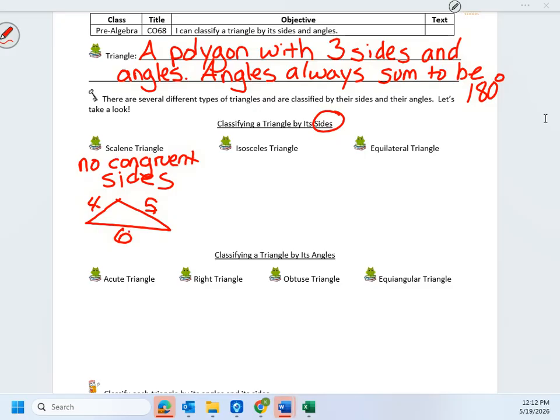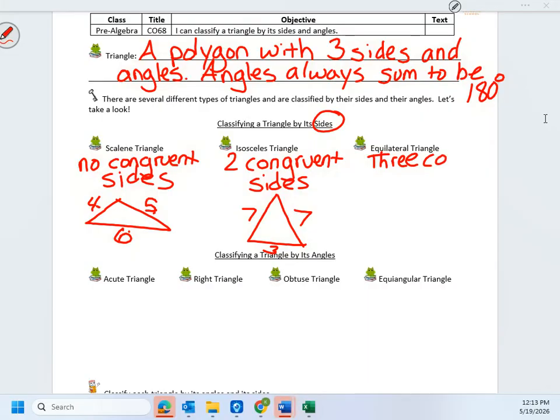An isosceles triangle has 2 congruent sides. So when we draw and label an isosceles triangle, you are going to want 2 sides the same, 1 side different. And an equilateral triangle has 3 congruent sides. So when you draw and label it, they all should have the same side measurement.